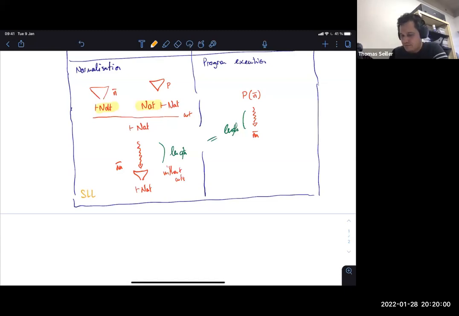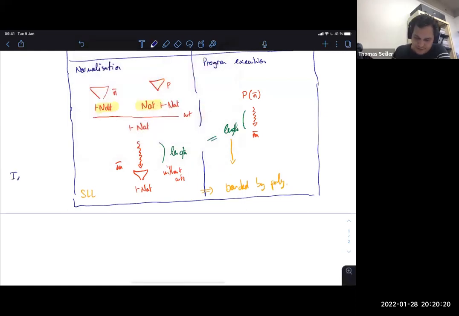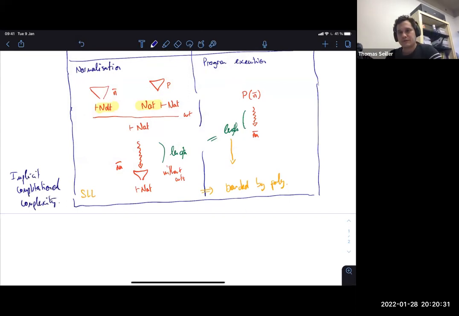And this logic imposes that the length here is bounded by a polynomial. So the logical system imposes complexity bounds, right? And so this is part of a field called implicit computational complexity. Okay. So this is the background, right?